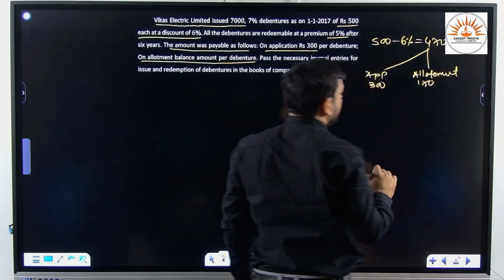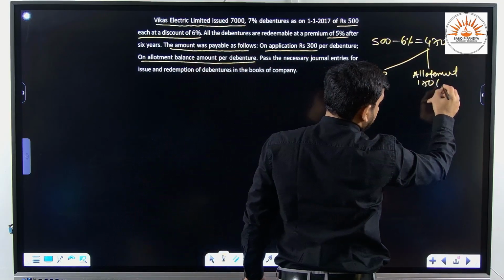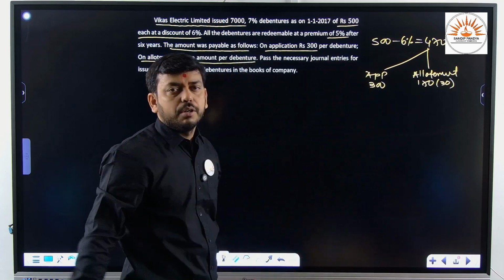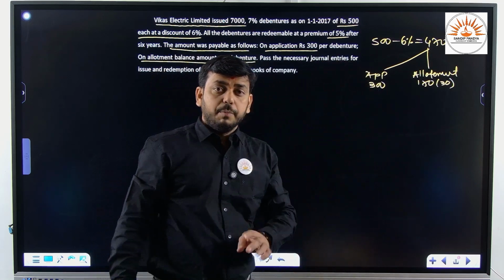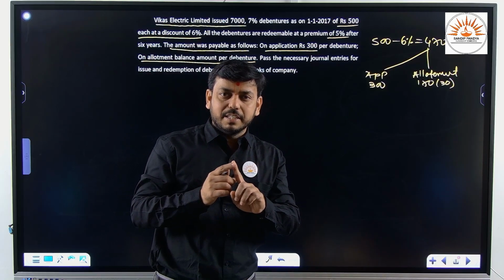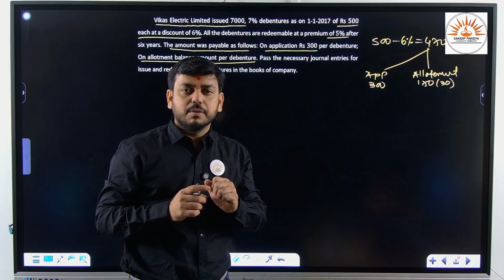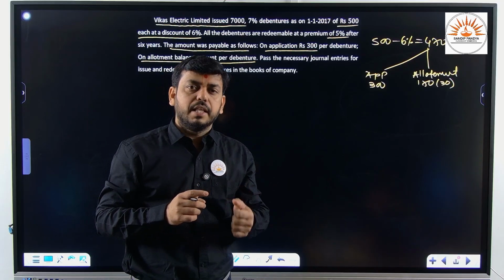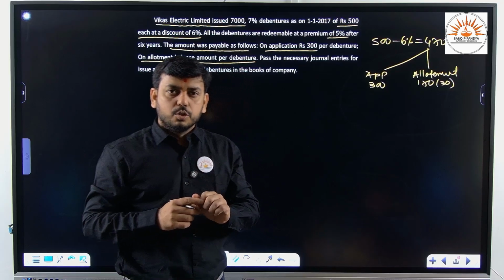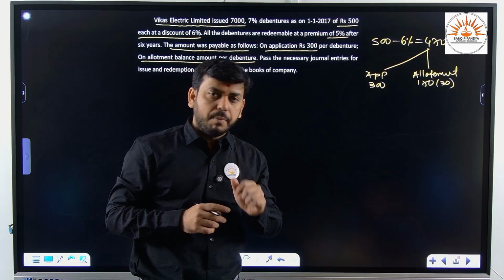So sir, where should we consider the discount, on application or on allotment? Obviously, whenever it is not mentioned in the question, we shall consider the discount at the time of allotment. Fine. So there will be a total of 4 journal entries for the issue of debenture: application money received, application account closed, allotment money called up, allotment money received. And then for redemption, we finally make the payment to the debenture holder. Is it clear? So in this question, we need to pass a total of 6 journal entries. One by one I will show you.